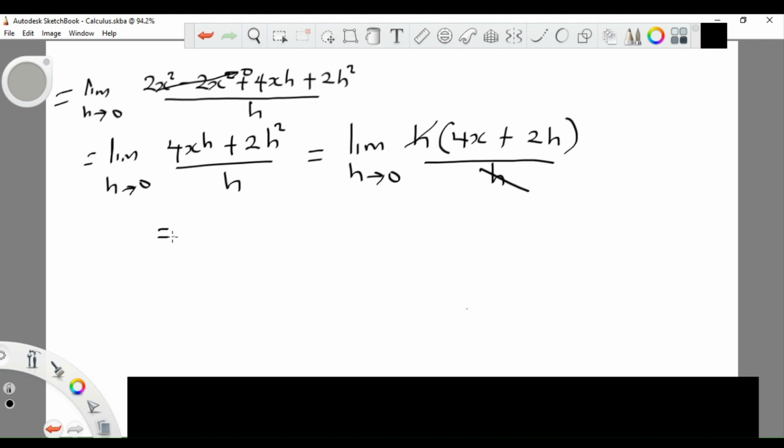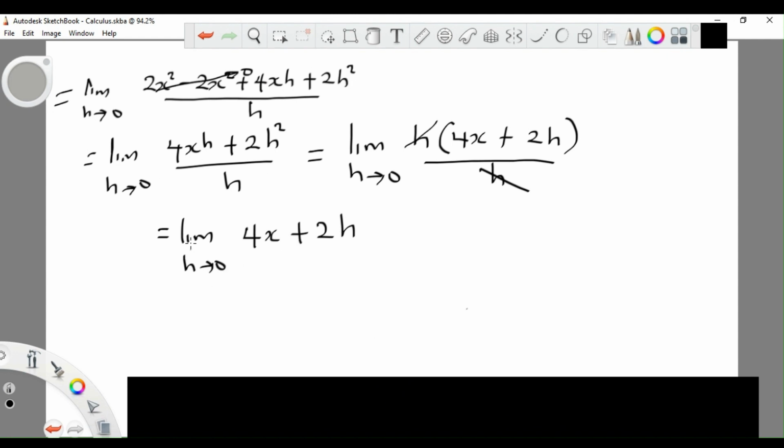So now we have h, so h cancels h. So we're left with limit h tends to 0 of 4x plus 2h. Now, since we still have h in the equation, we can substitute h for 0.